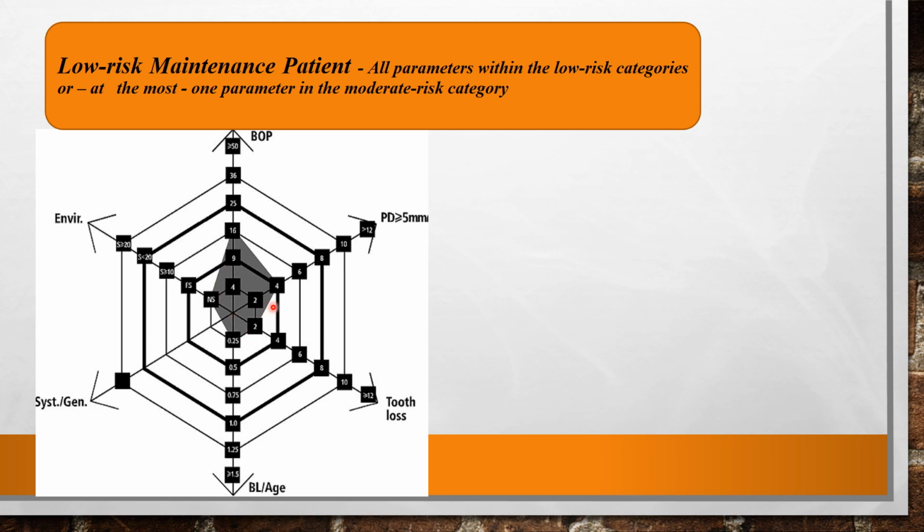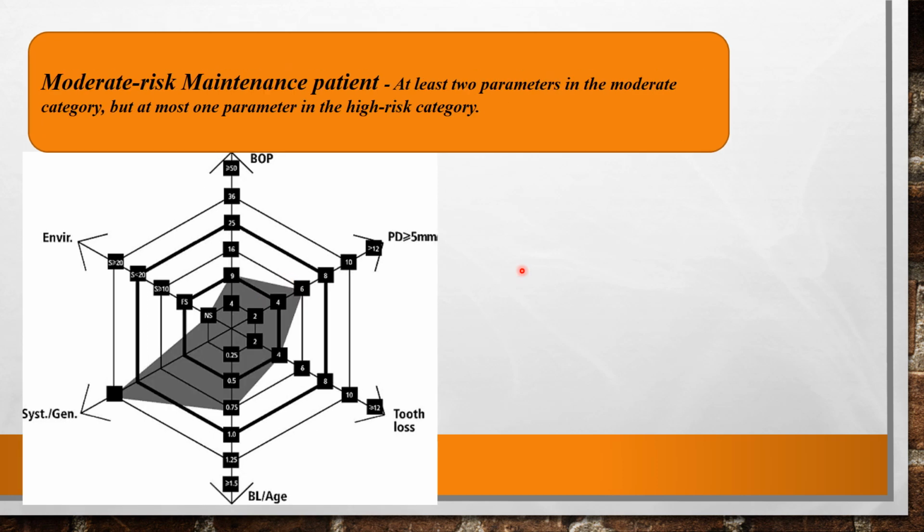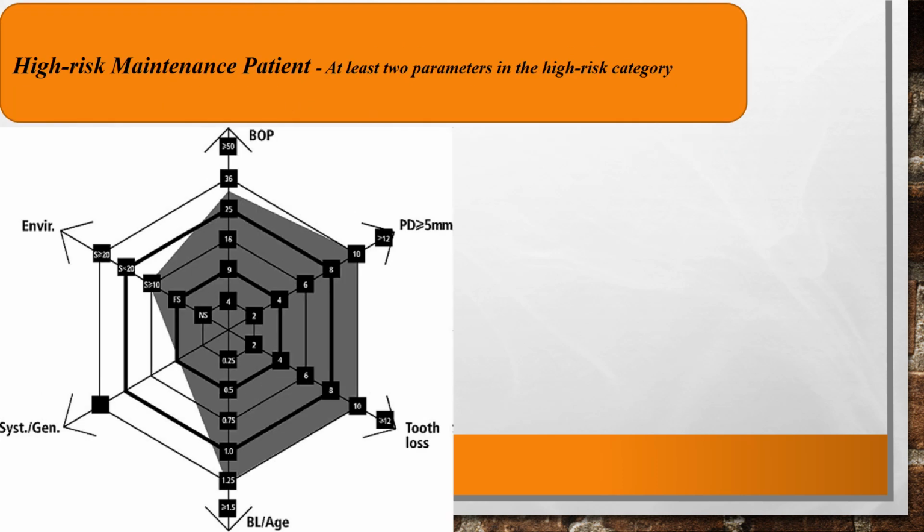If 2 factors are in the low risk, it is considered a low risk maintenance patient. Then for moderate risk, at least 2 parameters are in the moderate, but at most 1 parameter in the high risk category. And for high risk, at least 2 parameters are in the high risk category. So low risk is 2 factors in the low risk, moderate risk is at least 2 factors in moderate and 1 in high risk, and high risk is at least 2 parameters in the high risk category.